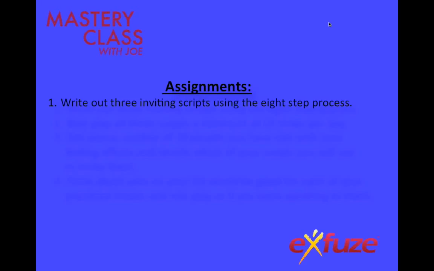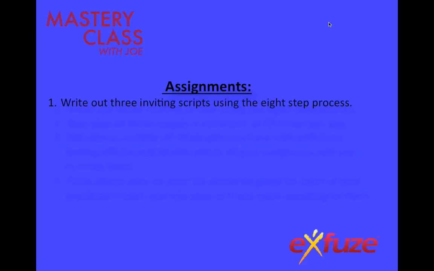The wording needs to be your own wording. If you write out a script, but it doesn't even sound like you when you read it, then you go approach your friends, they're going to look at you like you're an alien or like you're possessed because you're talking in a way that they've never heard you talk before. So make sure the wording feels comfortable, that it's something that you would normally say, but write out 3 scripts.